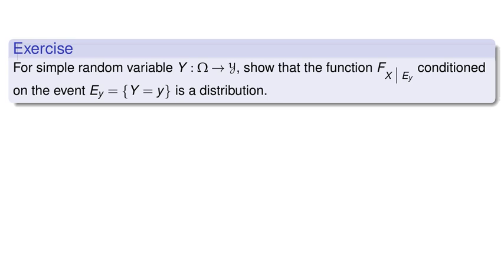Here's another exercise. For a simple random variable Y mapping Omega to script Y, show that the function F_{X|E_y}, conditioned on the event E_y equals {Y = y}, is indeed a valid distribution function.